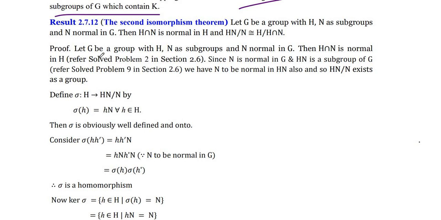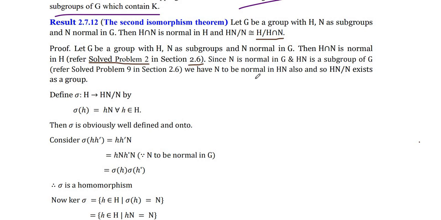So what is given? We write: let G be a group with H and N as subgroups and N normal in G. Then H intersection N is normal in H. This we have given in solved problem 2 in section 2.6. So we have H intersection N normal in H, and therefore this exists as a group.